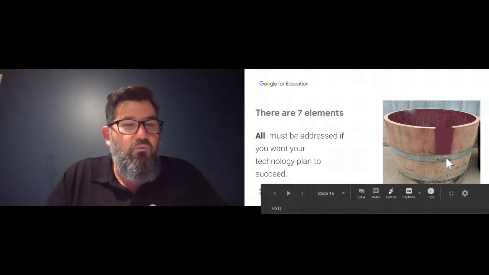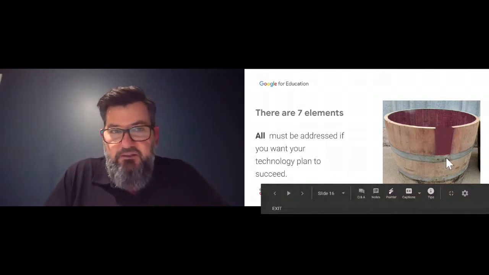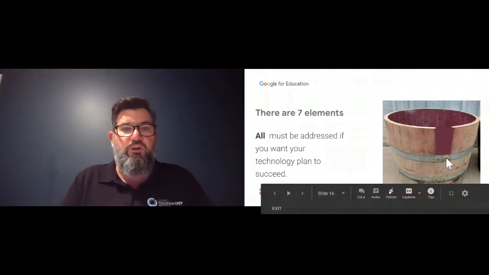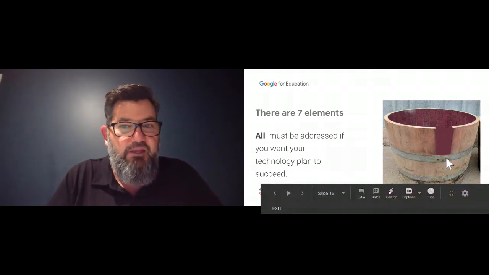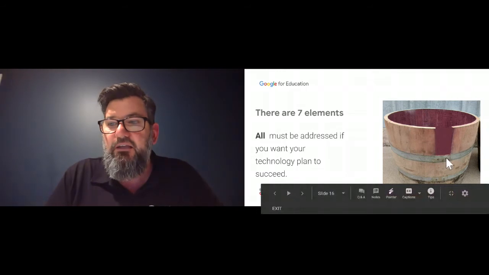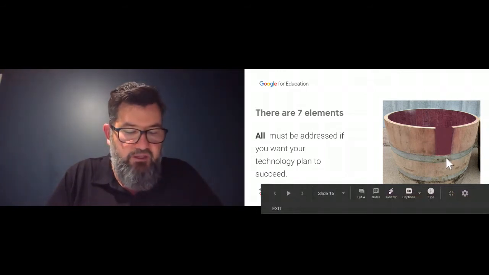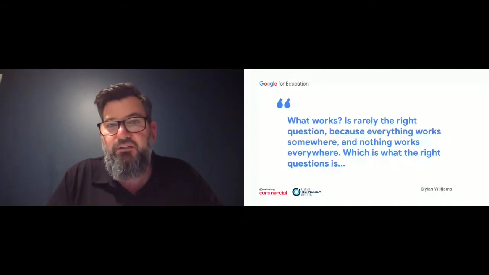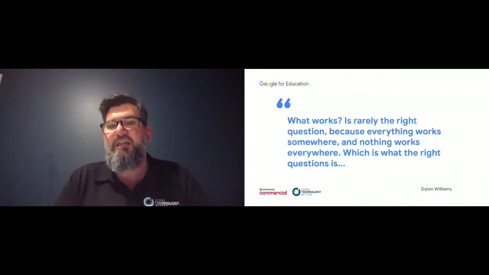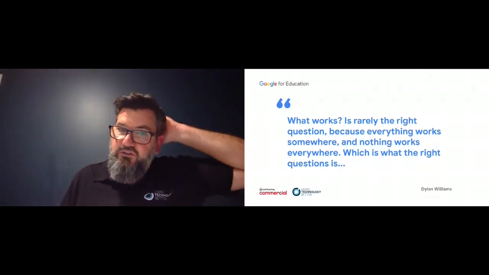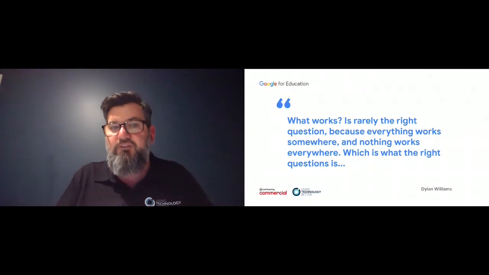So when we're looking at technology plans, quite often as a school, what we'll do is we'll go to a conference and we'll see a program, or we'll go visit another school and we'll see what they're doing. And quite often we ask the question, what's working? Dylan Wiliam is a researcher, and I like the way he puts this, that he says what works is rarely the right question to ask, because everything's going to work somewhere and nothing's going to work everywhere. So what you need to do is ask the right question.